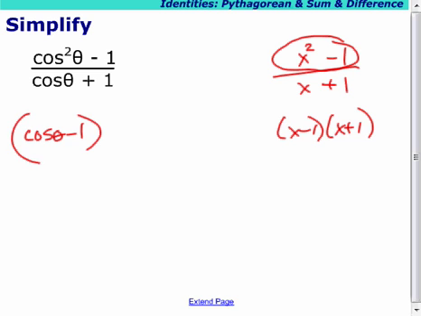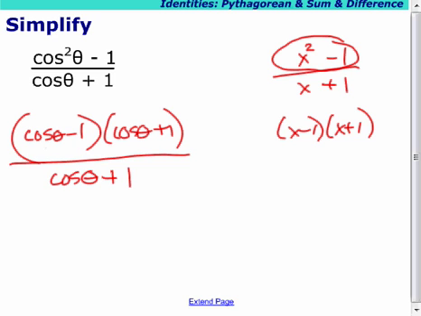This will be cos theta minus 1 and cos theta plus 1 all over cos theta plus 1. Now you can see that I can cancel this, and the simplification of that trig expression will simply be cos theta minus 1. So throwing in x's to see what magic is going to happen is sometimes quite useful for us.